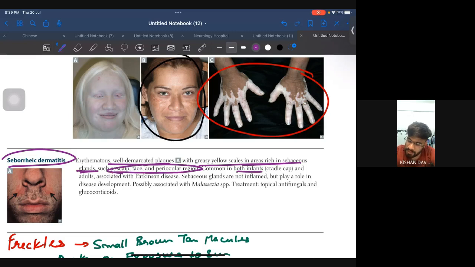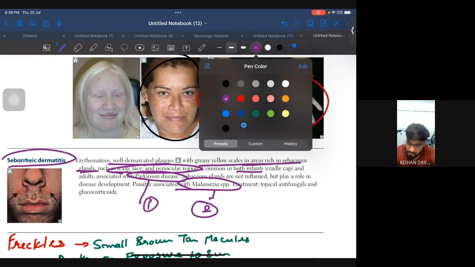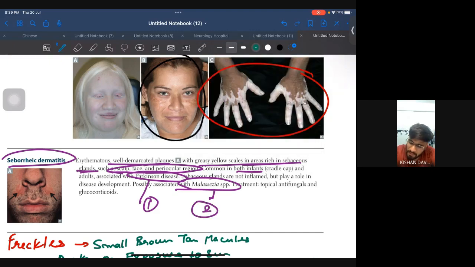Common in both infants and adults. Associated with Parkinson disease. This is one question. And another one is associated with Malassezia species. This is another question. Very, very important. Okay. Now, one thing, sebaceous glands are not inflamed, but they play a role in disease development. This is the third question.